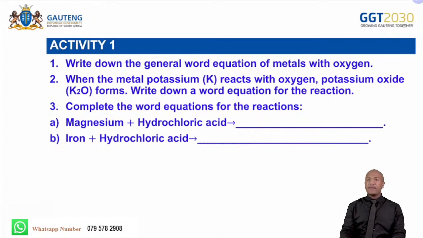So now let's try and write these activities. Let's start by writing activity 1. The question reads as follows. Number 1, write down the general word equation of metals with oxygen. Number 2, when the metal potassium reacts with oxygen, potassium oxide forms. Write down a word equation for the reaction. Number 3, complete the word equations for the reactions. The reactions are magnesium plus hydrochloric acid, they form, and iron plus hydrochloric acid, they form. Now I'm going to give you 4 minutes to complete this activity.